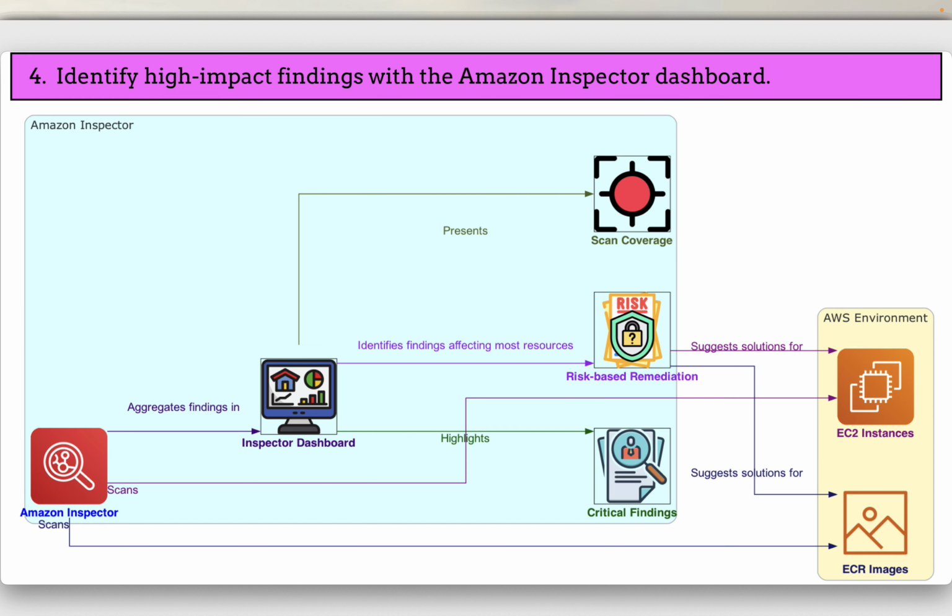Next feature, identify high impact findings with Amazon Inspector Dashboard. The Inspector Dashboard offers a high-level view of findings from across your environment. From the dashboard, you can access the granular details of a finding. The dashboard contains streamlined information about scan coverage in your environment, your most critical findings, and which resources have the most findings. The risk-based remediation panel in Amazon Inspector Dashboard presents the findings that affect the largest number of instances and images. This panel makes it easier to identify the findings with the greatest impact on your environment. You can review finding details and review suggested solutions.